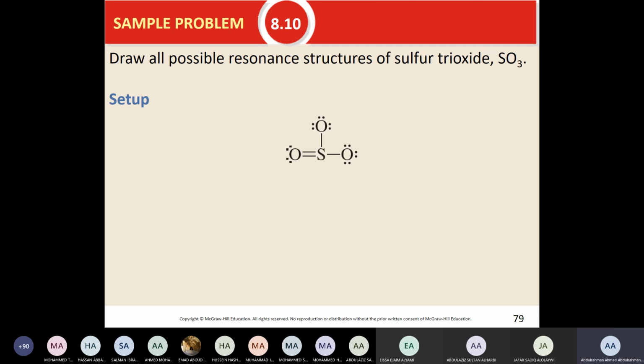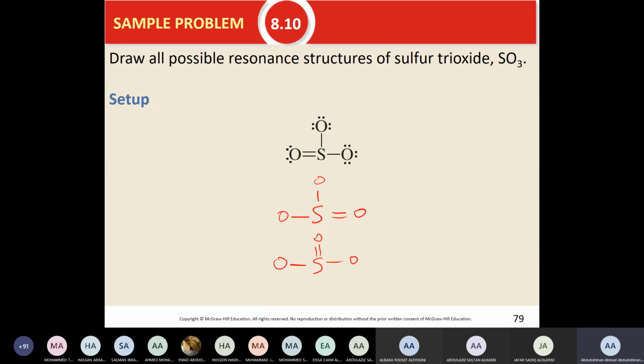And this is the structure of sulfur trioxide. How many structures can we make out of this one? 2 more, which means what's the total? 3 resonance structures. Yes. So this, and the other one is... Is there any other structure? No other structure. So the difference is only the position of the double bond. Exactly. We move only the double bond.